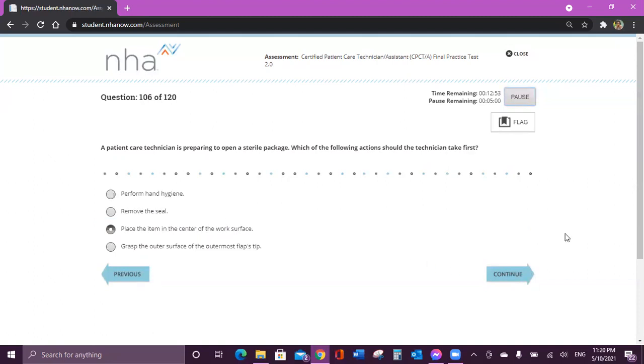A patient care technician is preparing to open a sterile packet. Which of the following actions should the technician take first? Perform hygiene, remove the seal, place the item in the center. A, perform hygiene. Yep.